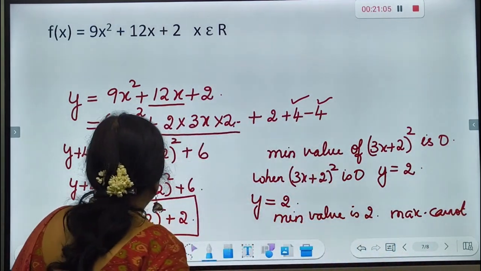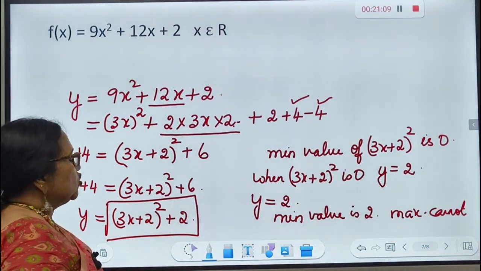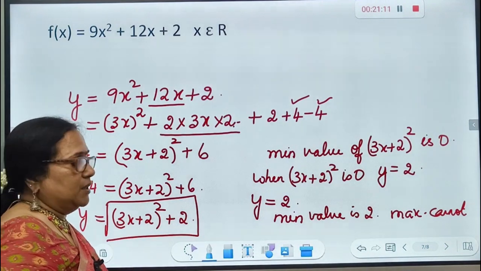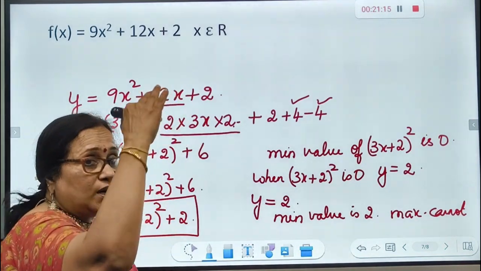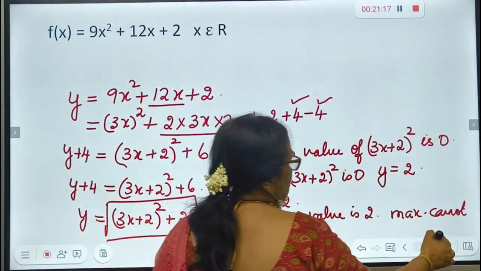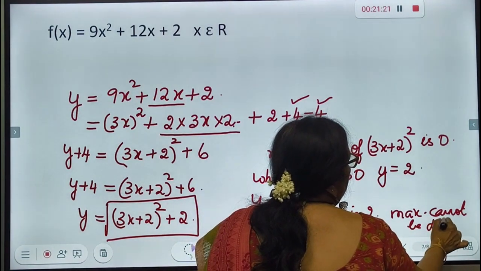Because I can keep on adding, as I give different values of x, 3x plus 2 is going to become bigger and bigger and bigger. So y will also become bigger and bigger and bigger. So it's unbounded on the maximum side. So minimum value is 2, maximum cannot be determined.